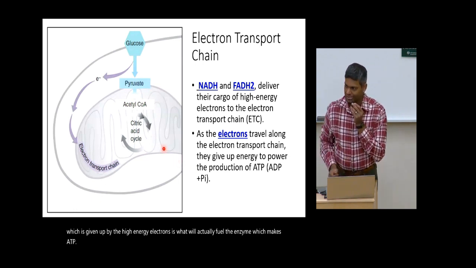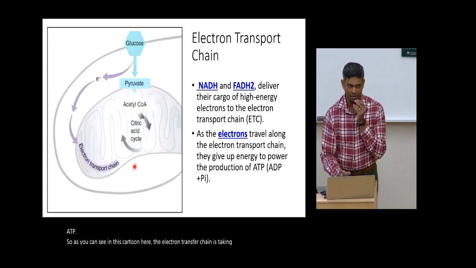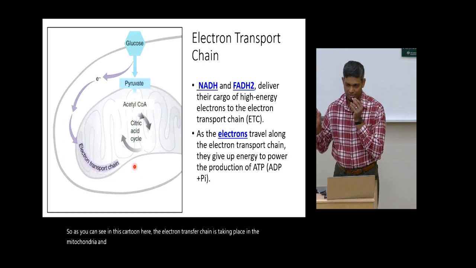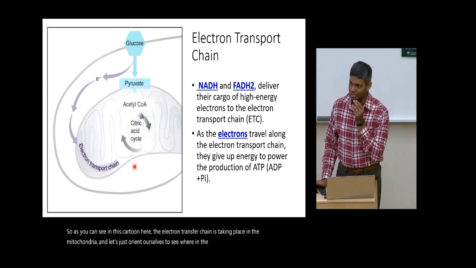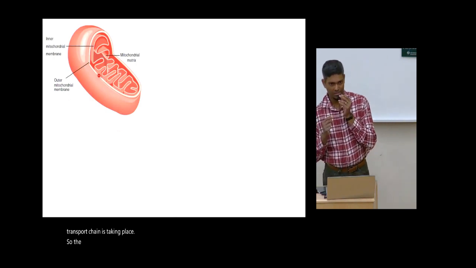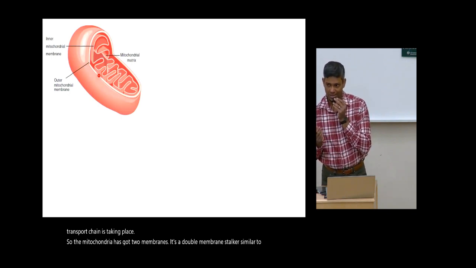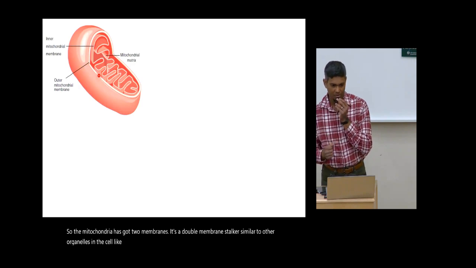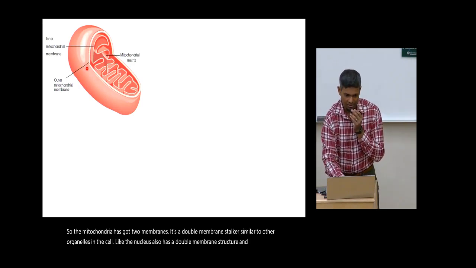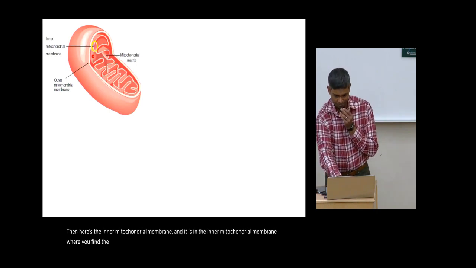So as you can see in this cartoon here, the electron transport chain is taking place in the mitochondria, and let's just orient ourselves to see where in the mitochondria this electron transport chain is taking place. So the mitochondria has got two membranes. It's a double membrane structure similar to other organelles in the cell, like the nucleus also has a double membrane structure. And so there's the outer mitochondrial membrane shown here, and then here's the inner mitochondrial membrane, and it is in the inner mitochondrial membrane where you find the electron transport chain.